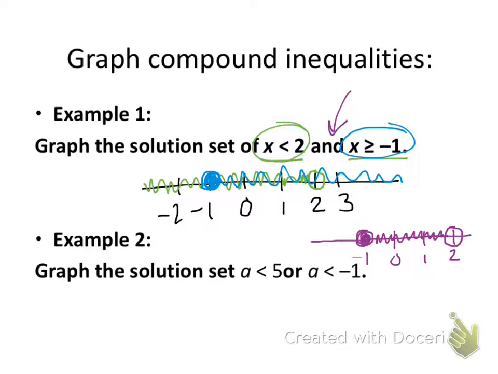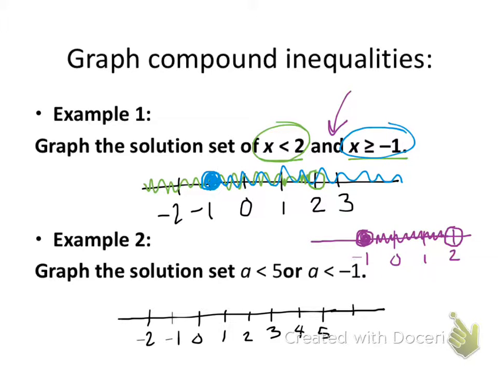All right, let's try the second one. This is an or. Let's make our number line. We've got a is less than 5, or a is less than -1. So we've got -2, -1, 0, 1, 2, 3, 4, 5. Oop, we've got to make it a little longer. 6. Okay, so a is less than 5. So that's an open circle, shading where it's less than. And we've got a is less than -1, open circle, shading where it's less than.